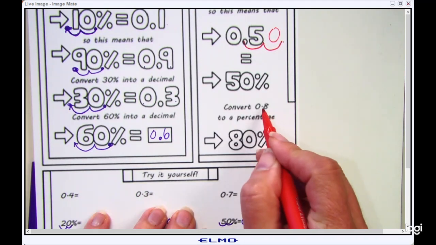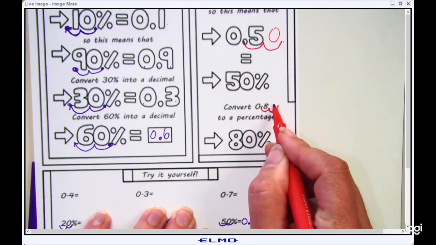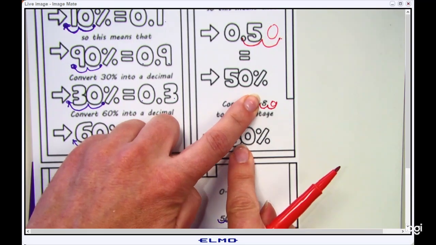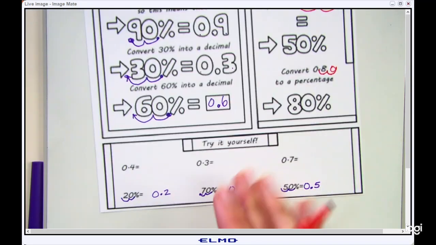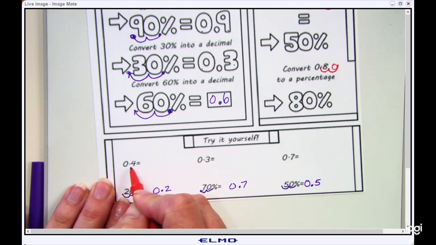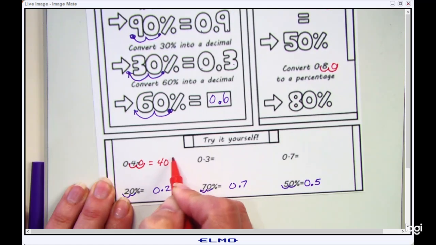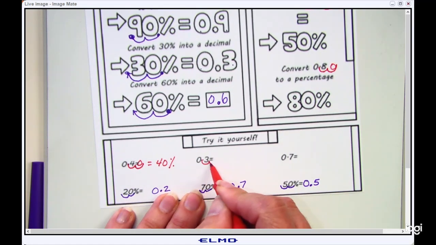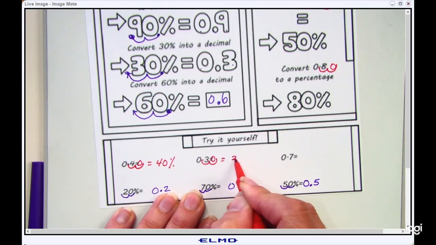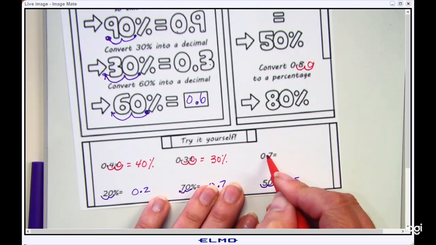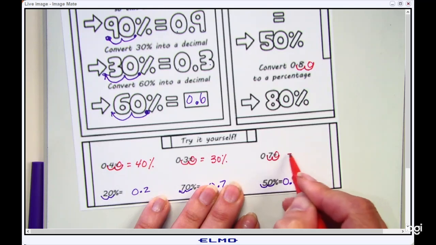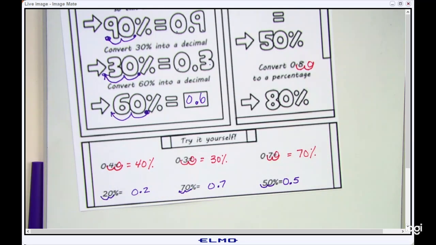All right, 0.8, 1, 2. What do we get? 80, right there. All right, so here we've got 0.4. How many times do we need to move it? 1, 2. What do we get? 40%. 1, 2. What do we get? 30%. 1, 2. What do we get? 70%. I went really fast, so you are going to need to pause that, rewind it, listen to it, but you can do it.